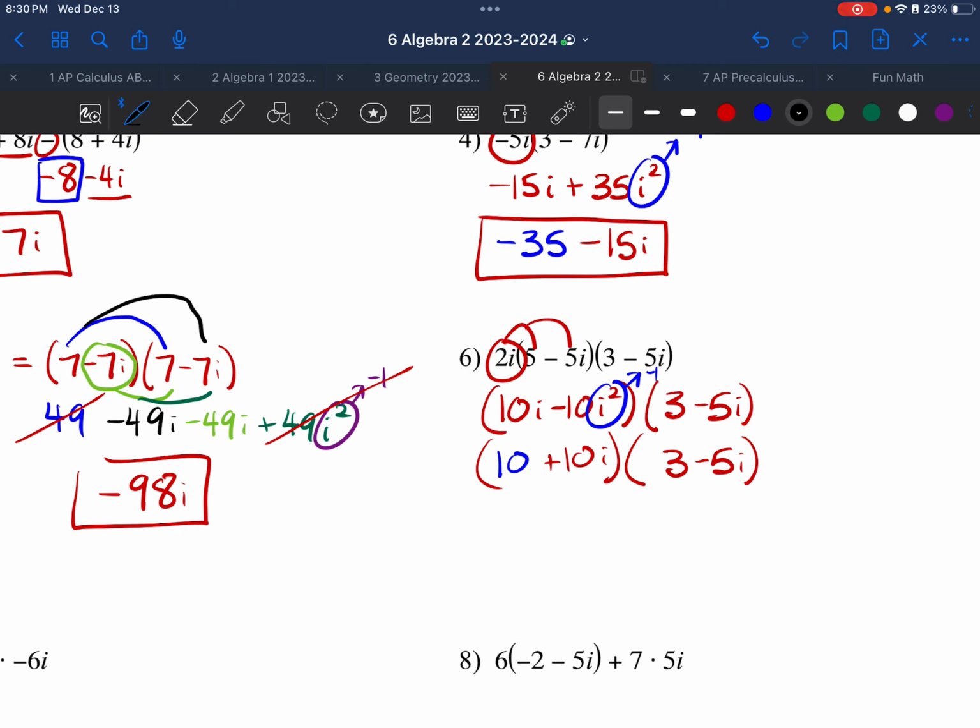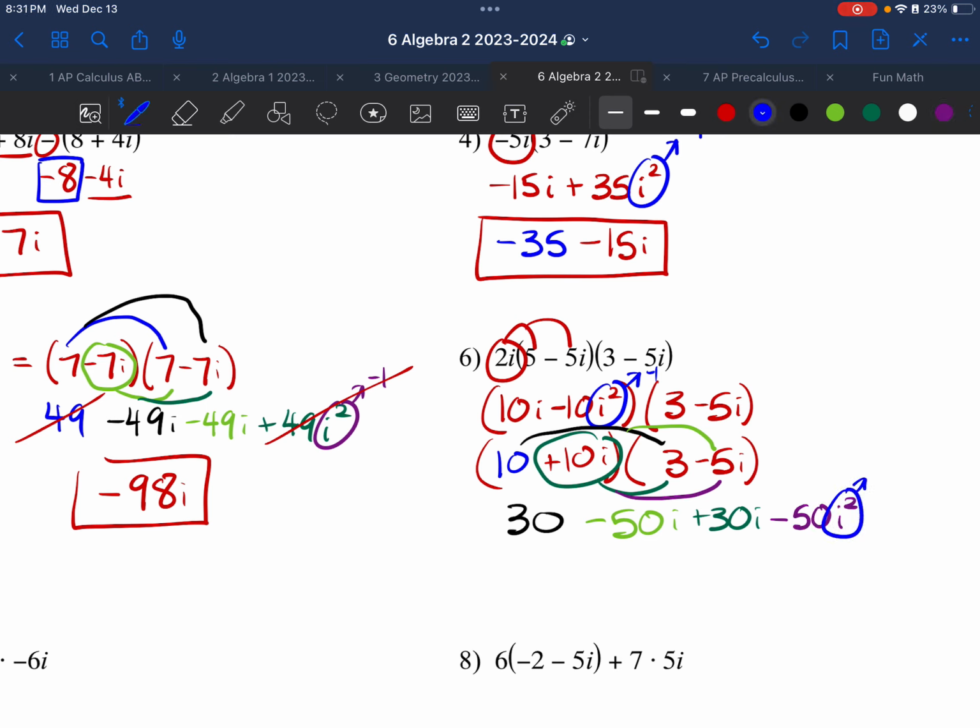So I'm going to do 10 times 3, which is going to be 30. 10 times negative 5i is negative 50i. A positive 10i times 3 is a positive 30i. And finally, a positive 10i times a negative 5i is a negative 50i squared. Again, anytime that I see an i squared, I automatically turn this into a negative 1. This is a negative 1 times a negative 50, for a positive 50.